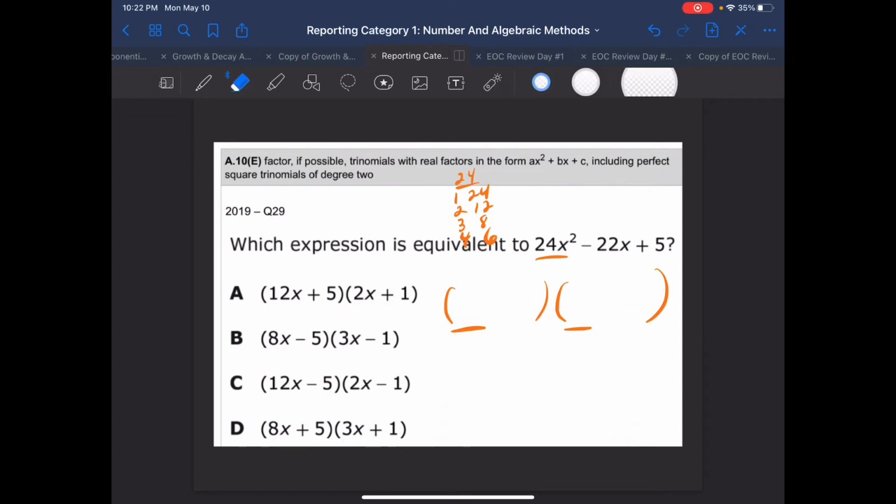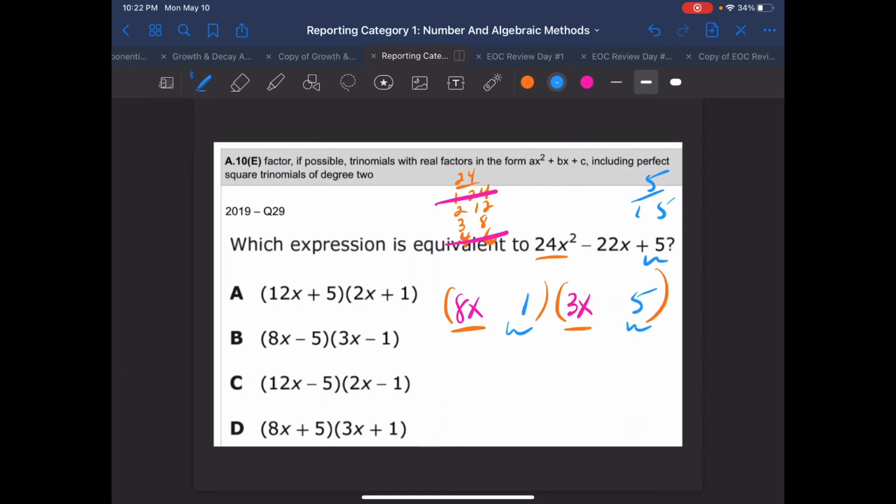So therefore, these two are not an option. Let me go ahead and try 3x and 8x first. These last two should multiply to give us 5. Our only options are 1 and 5. Let me try my middle terms. 3x times 1 is 3x. 8x times 5 is 40x. Notice that 40x and 3x cannot add up to give you a negative 22x.